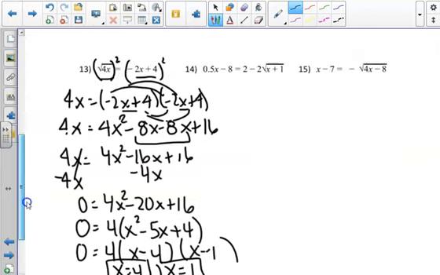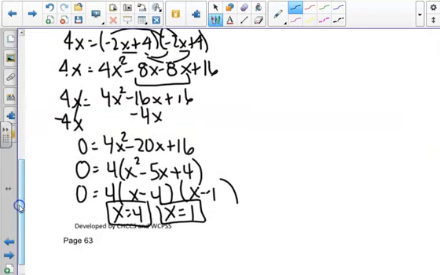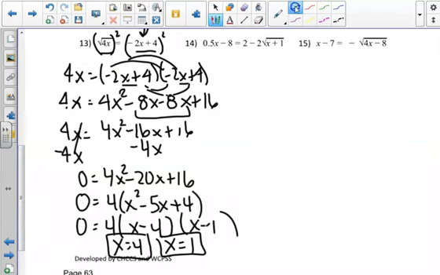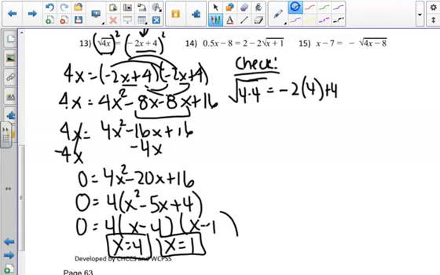Now remember though, we have a radical function, so we do need to check if there are any extraneous solutions. We could also visually check this by looking at a graph. But let's plug in 4 first into our original equation and see if it checks. So this is the check for number 13. The square root of 4 times 4 needs to equal -2 times 4 plus 4. The square root of 16 is 4, so 4 should equal -8 plus 4. And -8 plus 4 does not equal 4. Therefore, 4 is an extraneous solution.